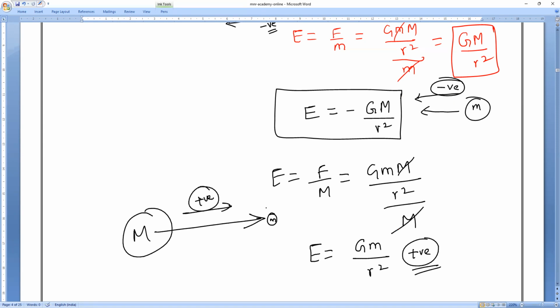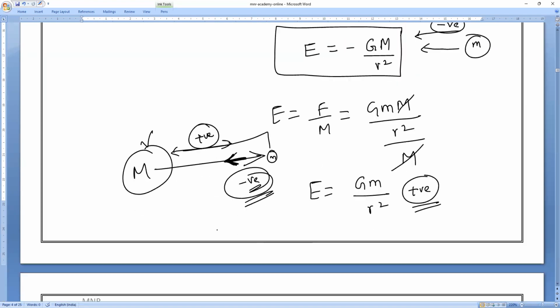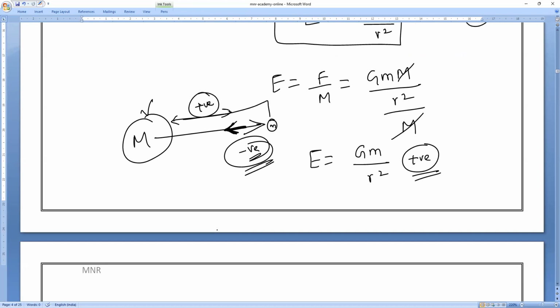You understand it? The force experienced by the bigger mass due to the smaller mass is always acting towards the bigger mass. So that is why it is considered negative. That is what you have to remember. Understand, Narayan? Rudreswar? Clear, everybody? So this is the field due to the point mass small m.